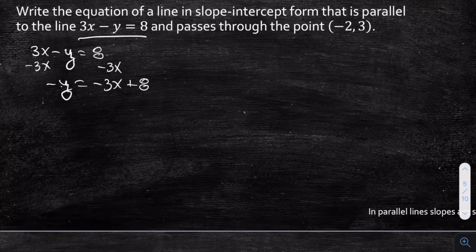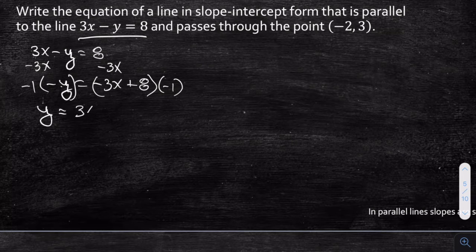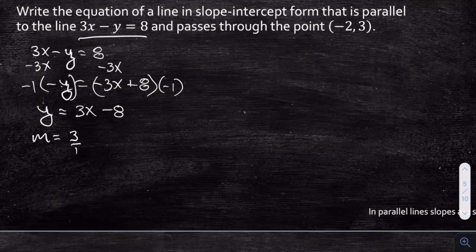That's not in slope-intercept form yet because I have a negative y, so I'm going to multiply everything by negative 1. And that turns that into a positive y is equal to negative 1 times negative 3 is positive 3x, and negative 1 times positive 8 is negative 8. And there we are, we're in slope-intercept form. And what is the slope? Well, you can see it, it's that number that's in front of x. It's not 3x, it's just 3, which means it's 3 over 1 for the purposes of rise over run.